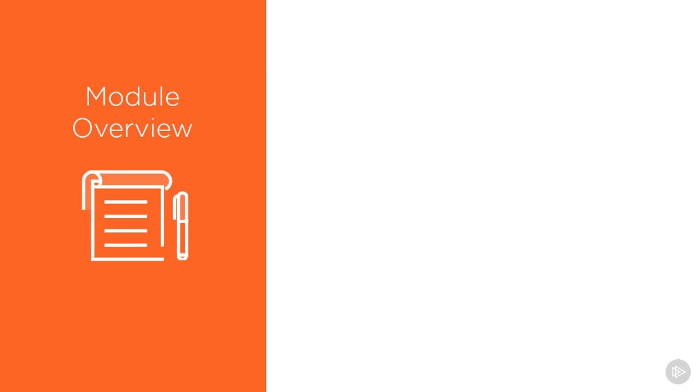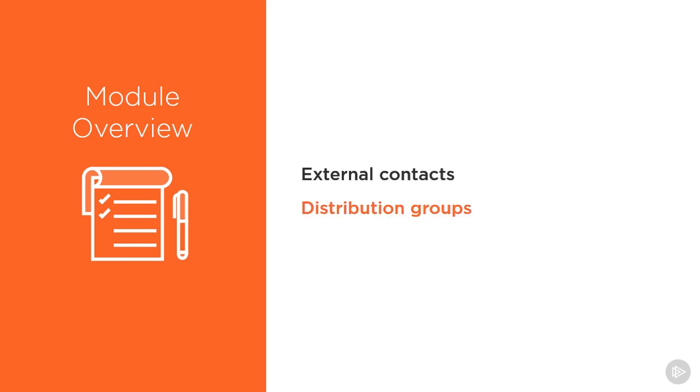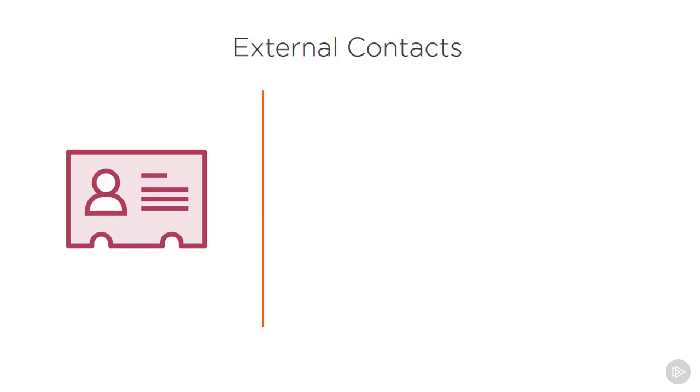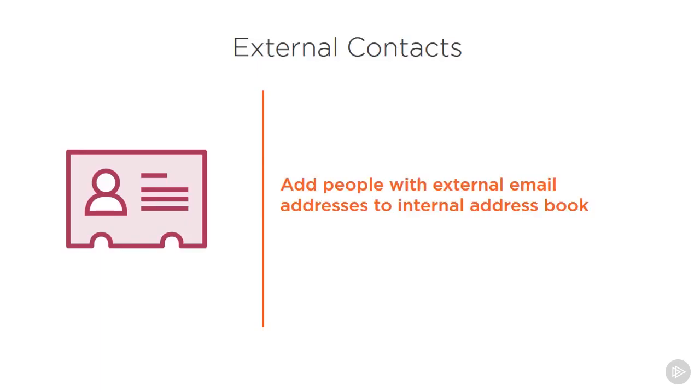So in this module, we're going to take a look at how we can work with these external contacts, how we create them, and the information that's associated with these contacts, and we're going to look at a few different types of distribution groups. So let's begin with external contacts. This allows us to add people with external email addresses to our internal address book. Now, an internal address book is anything that's associated with your organization.